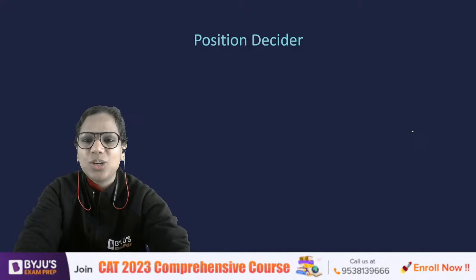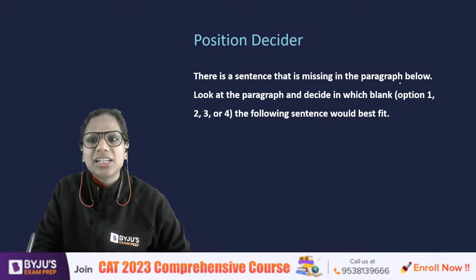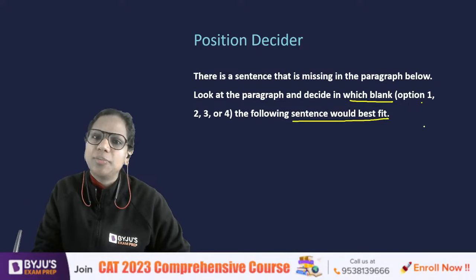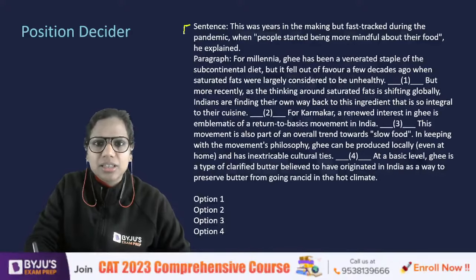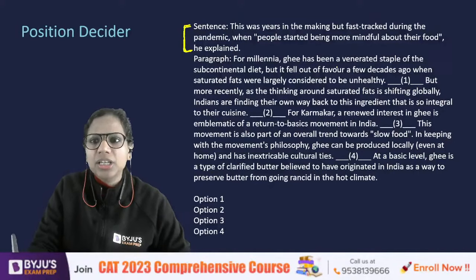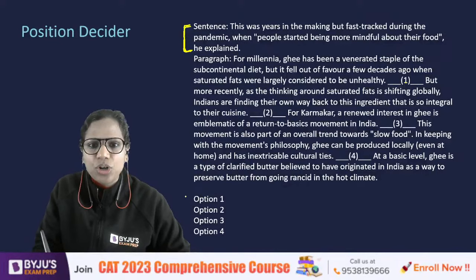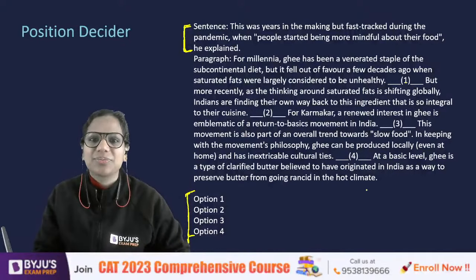Okay, let's see a question then. These are the instructions. There is a sentence that is missing in the paragraph below. Look at the paragraph and decide in which blank, option 1, 2, 3 or 4, the following sentence would best fit. So this is the sentence that you have to fit. It will fit in one of these blanks. What is that position? You just have to tell me that. It's that easy.